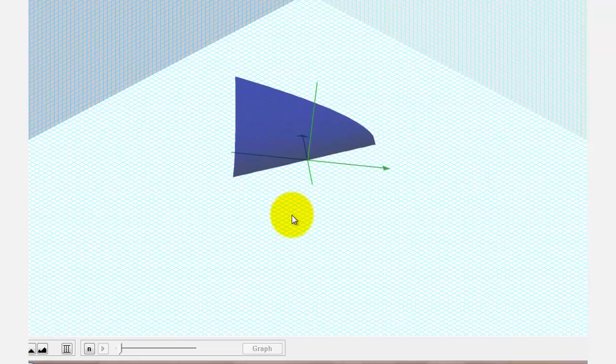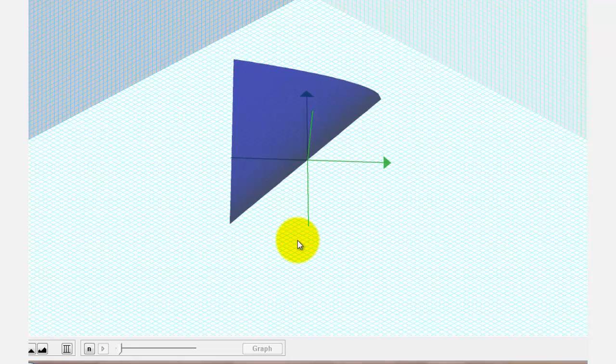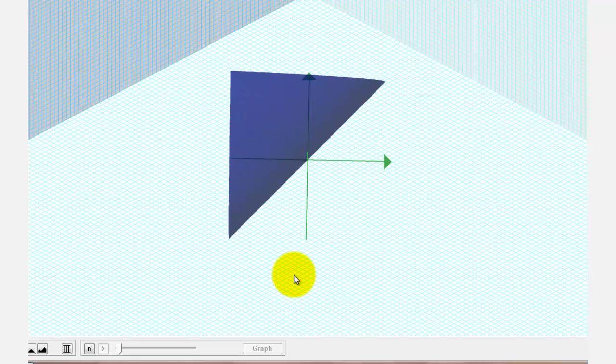So now if we look down on just the xy plane, like this, we can see that this does verify that our domain is correct. The domain consists of this region here, which would be when y is greater than or equal to x.